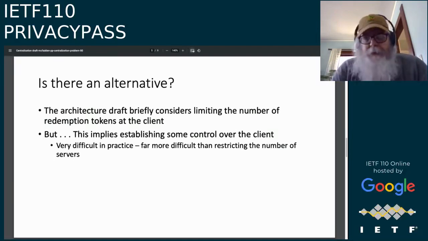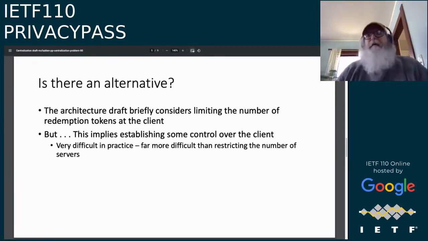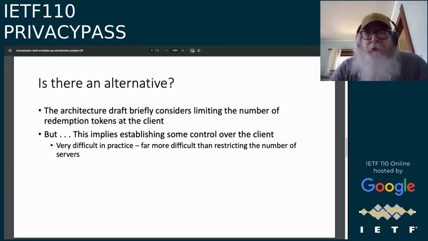Steve provided the example of redemption context as one of the alternatives. In the architecture draft, there's another alternative, and that is actually limiting the number of tokens that are at the client. But it seems on analysis, both in Section 10 of the architecture draft and also in the draft here for consolidation, it seems like that's not a very practical alternative.